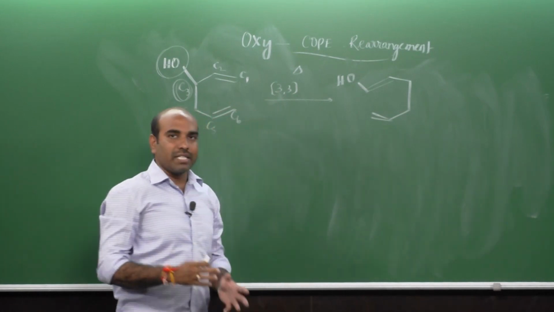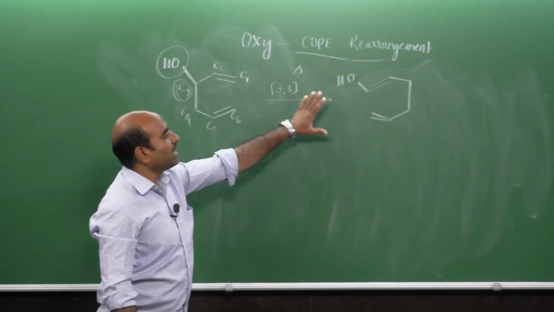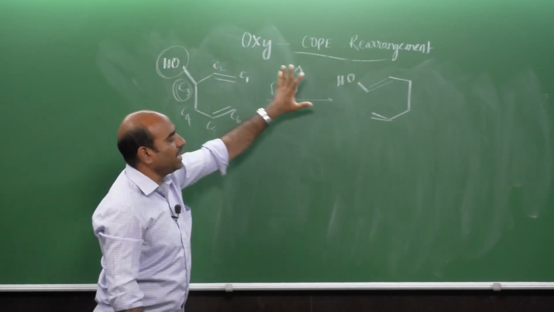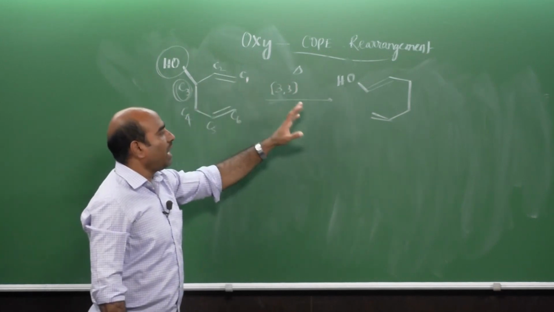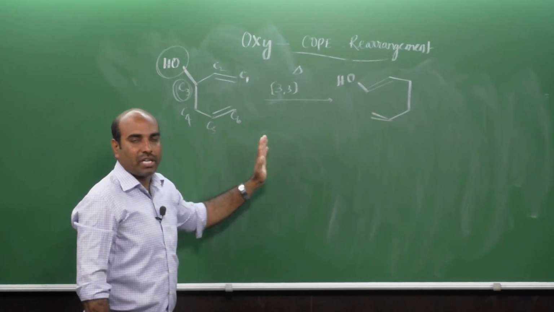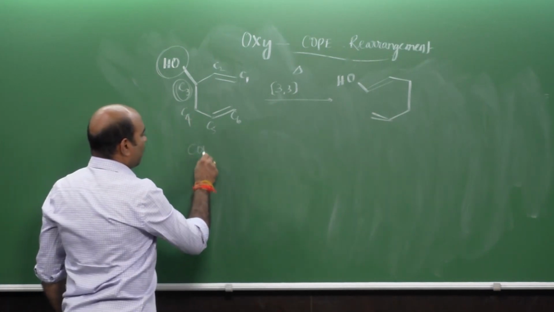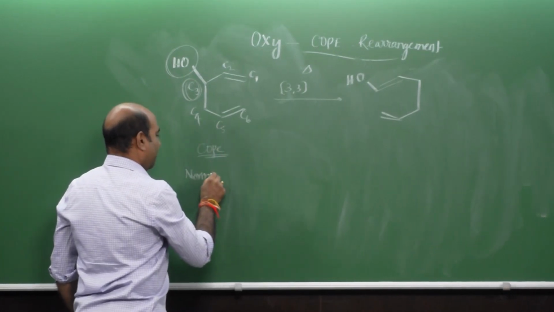So, what is the reason behind this? Before going to the reasons why the presence of an oxygen functionality is rapidly increasing the rate of reaction towards the right hand side, we have to compare the normal Cope rearrangement with the Oxy-Cope rearrangement. So, a normal Cope rearrangement will have a normal reactivity.